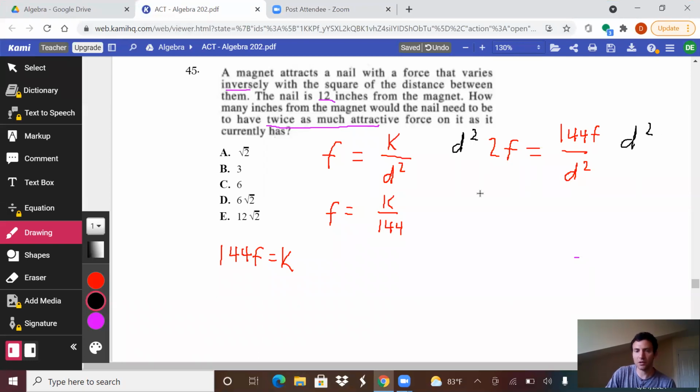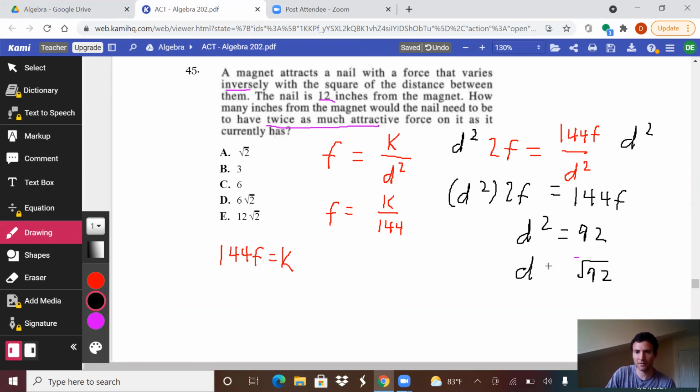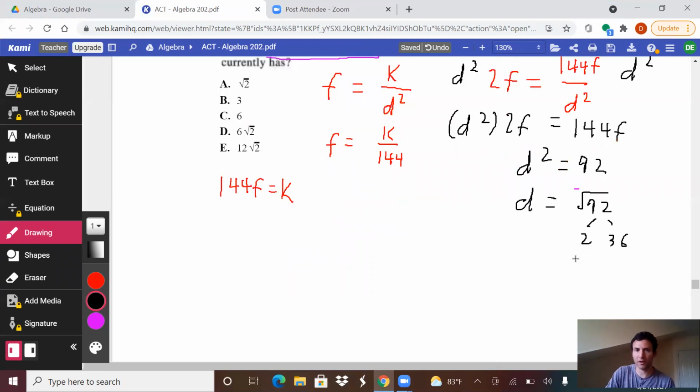Okay, so that cancels out that. So we have D squared times 2F equals 144F. Take 144F divided by 2F, we get 72. So D squared equals 72. And if we prime out 72, we're priming it out because we're taking the square root of each side, we would have 2 and 36. And 6 times 6 is 36, so that would get you 6 root 2.